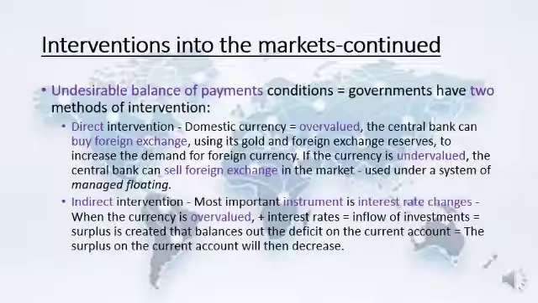So direct intervention: if the currency is overvalued, meaning the price is too high, the central bank can buy foreign exchange. How? By using its gold and foreign exchange reserves, and that will therefore increase the demand for foreign currency and lead to a lower exchange rate. If the currency is undervalued, the central bank will sell foreign exchange in the markets. This will obviously lead to a greater supply of the foreign exchange, and therefore the exchange rate will also decrease.